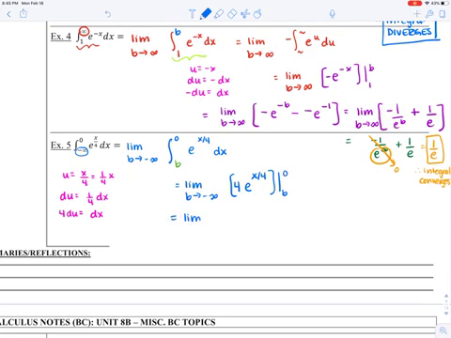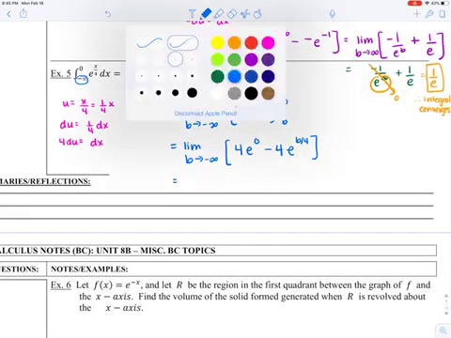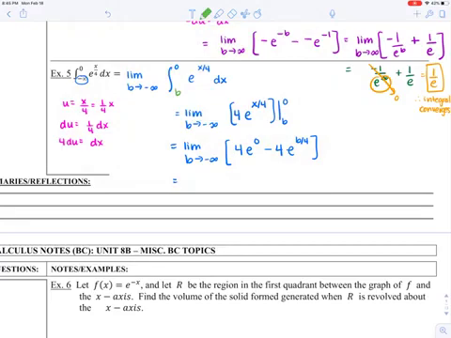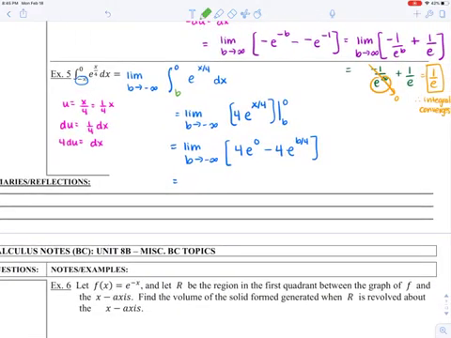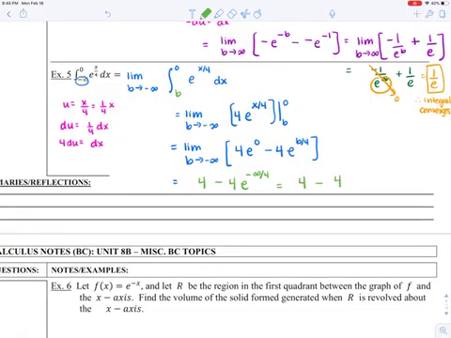Limit is always last, and you have to write limit at every step of the way. I know that's getting old, me saying it, but you're going to want to skip it. Plug it in. So 4e to the 0 minus 4e to the b over 4. Now we're ready to do our last step by subbing in the limit. So 4e to the 0, remember e to the 0 is 1, so I've got 4 minus 4e to the negative infinity over 4.